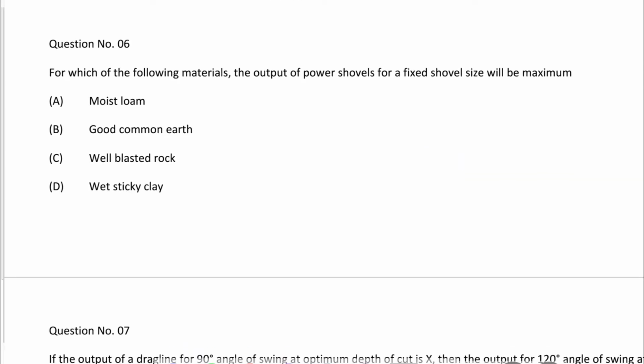Next question, for which of the following materials will the output of the power shovel, for a fixed shovel size, be maximum? Option A, moist loam; option B, good common earth; option C, well blasted rock; option D, wet sticky clay. So the correct answer is option A, moist loam.